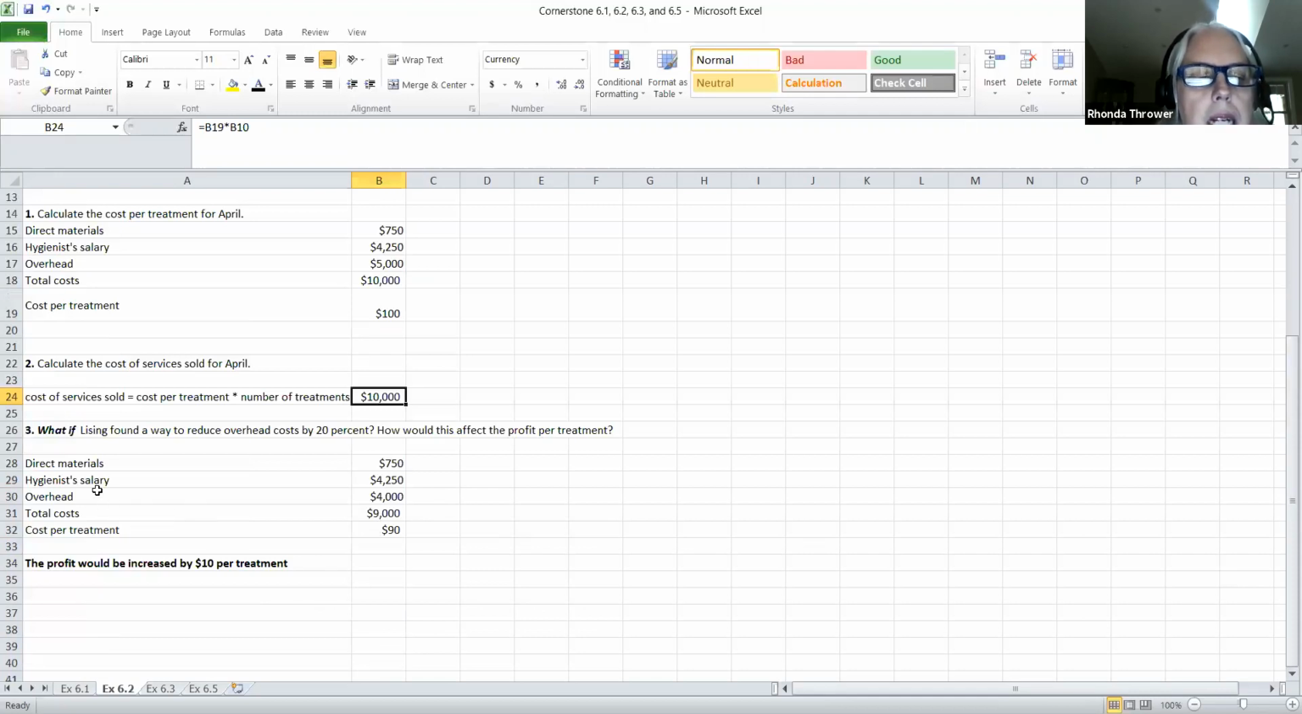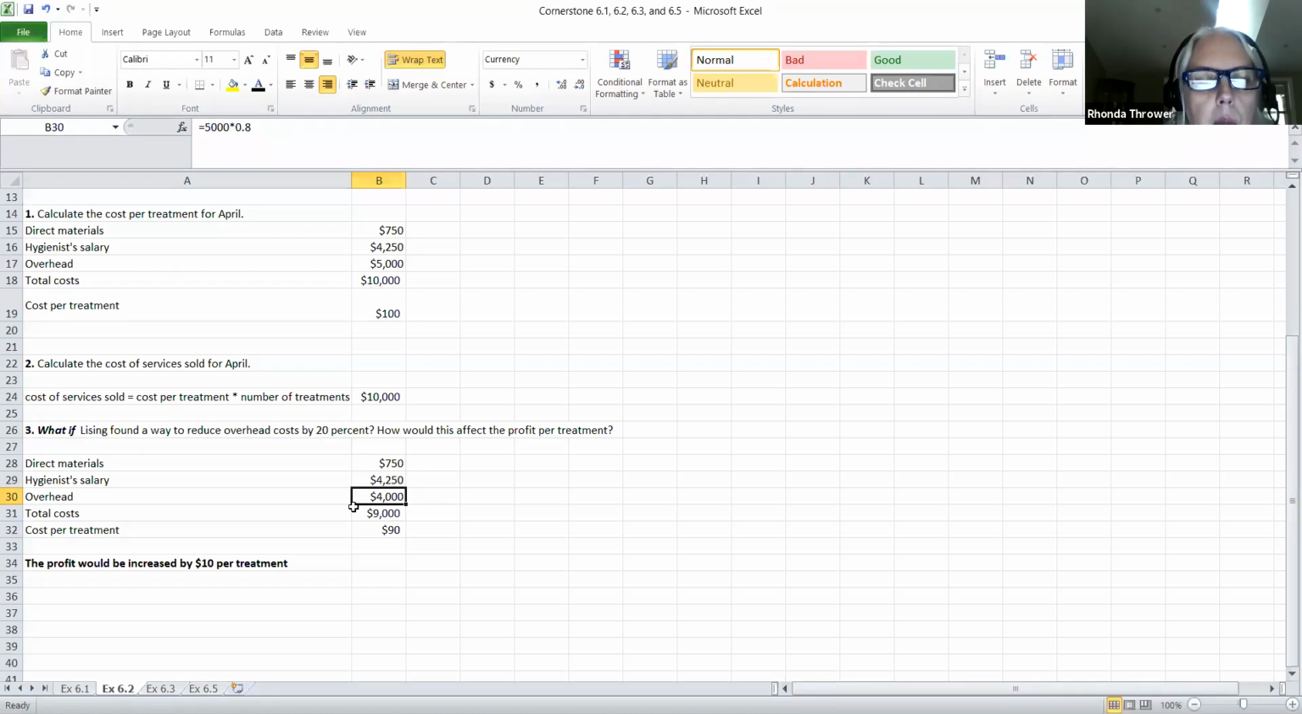And then in part 3, it says, what if listing found a way to reduce overhead costs by 20%? How would this affect the profit per treatment? So what would be reduced is your overhead. And so what I did is I took the amount of the overhead before, which was 5,000, and I multiplied it by 80%, because if we reduced it by 20%, the cost of that overhead would be equal to 80% of what it was previously.